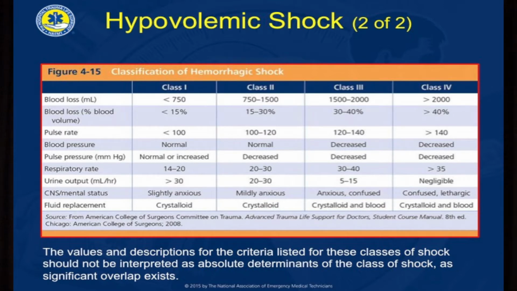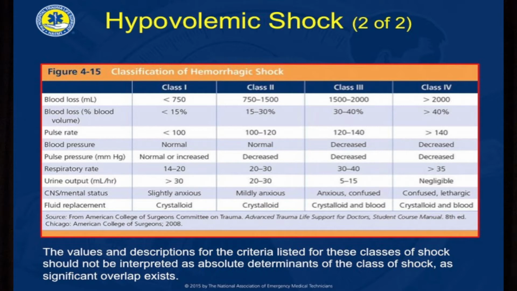So your patient has gone from a little bit of blood loss with very negligible changes to a little bit of heart rate, a little bit of respiratory rate increase, and a little bit more anxiety. And now we start to get into the decreased blood pressure in class 3, and decreased pulse pressure, rising heart rate, more and more anxiety and confusion, and worsening signs into class 4.